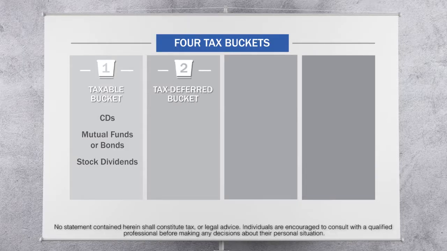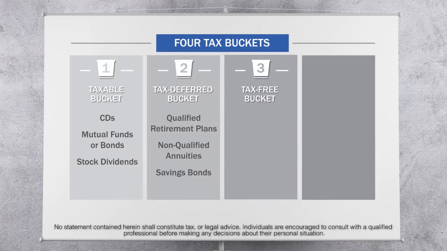The second bucket is your tax deferred. Now there are 3 primary items that fall in the tax deferred bucket. Qualified retirement plans. That's your 401ks, 403bs, 457s, and IRAs. Non-qualified annuities also fall in this bucket, as well as savings bonds. Those are all tax deferred, so those are in that bucket.